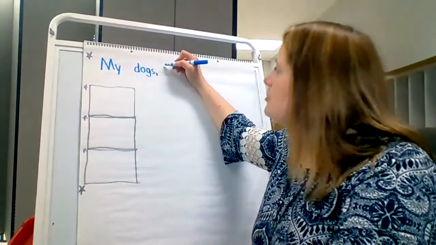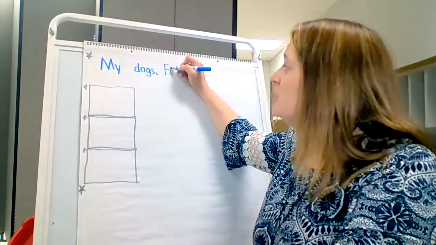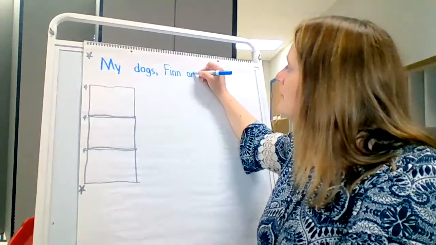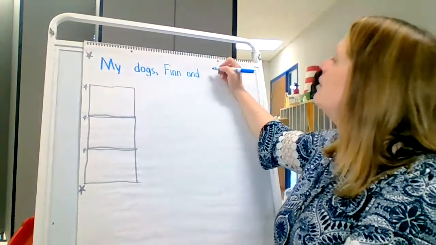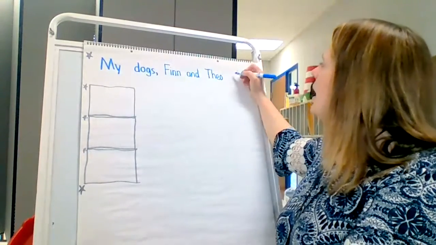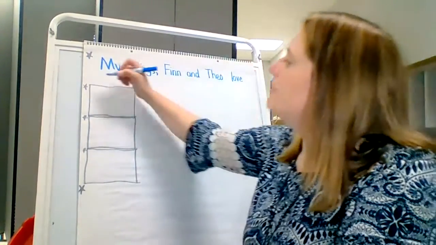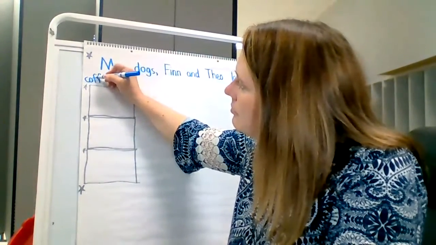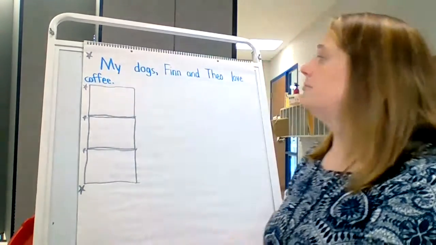My dogs, and their names are Finn. I'll put Finn first because he's older. That's usually the way you do it. And, did I leave a big enough space? Yep, okay. Finn and Theo love coffee. I did not know dogs like coffee.